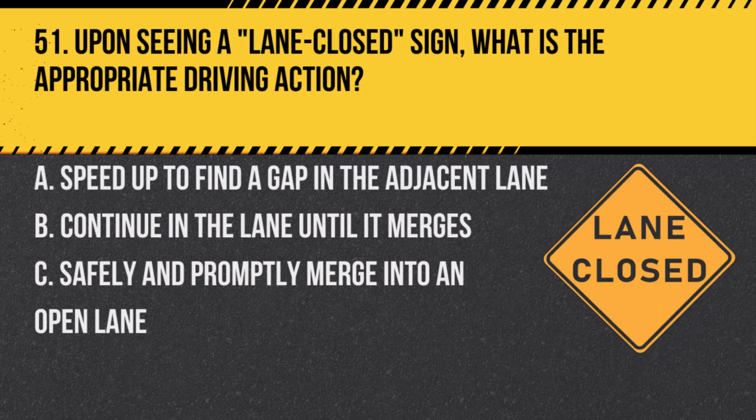Question 51. Upon seeing a lane closed sign, what is the appropriate driving action? A. Speed up to find a gap in the adjacent lane. B. Continue in the lane until it merges. C. Safely and promptly merge into an open lane. Answer: C. Safely and promptly merge into an open lane. Prepare for the lane closure by merging when safe.